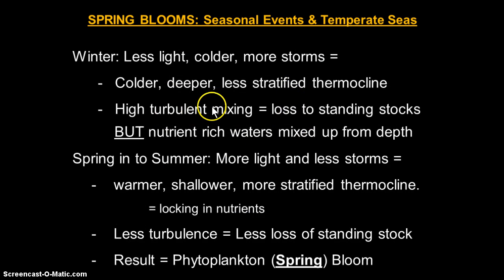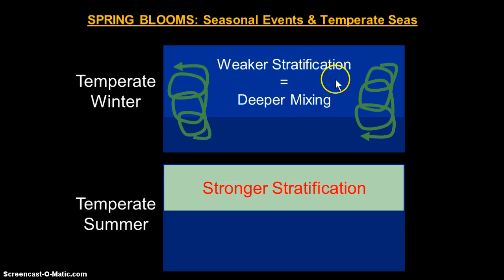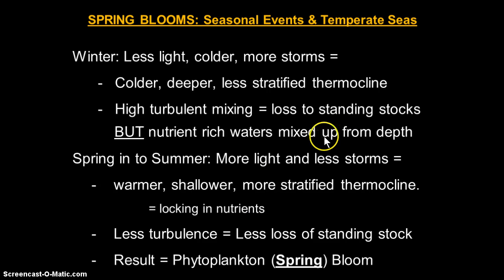But this high turbulent mixing causes loss of standing stock. The cells that are in the surface ocean, just like the nutrients can be washed up, the cells in the surface ocean can be washed out, okay? But the nutrient-rich waters are mixed up from depth.